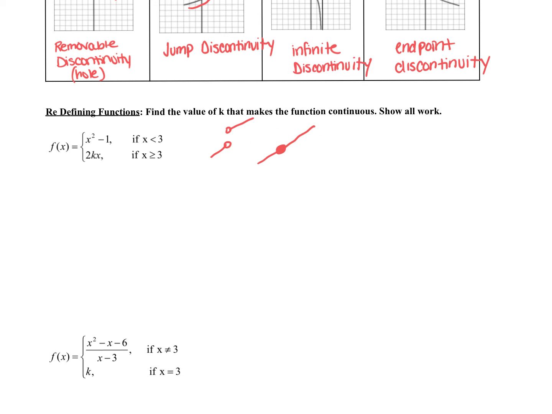This is what we want. We want to make sure that there's a smooth connection, so that way we have a continuous function. So it's not like this where we have to trace, pick up, and keep going. This is discontinuous. So we want it to look something like this. So how do we do that?